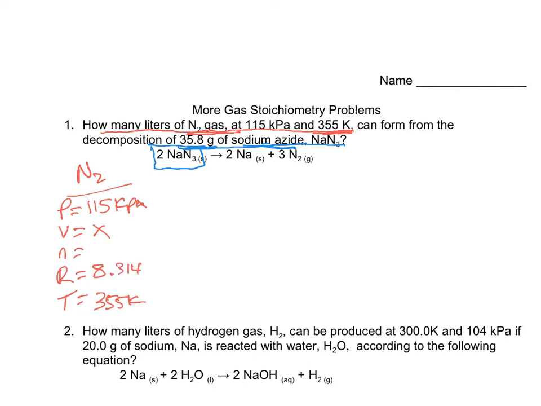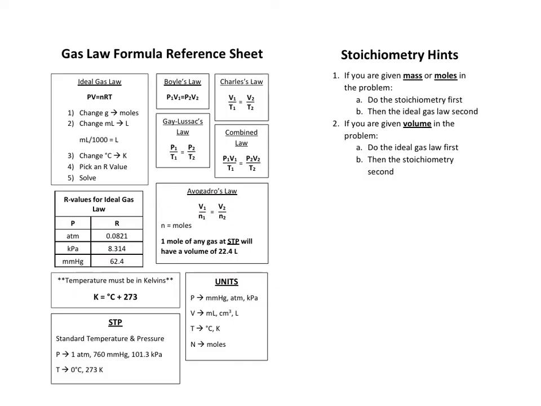8.314. Okay, so right now we have two variables. We've got our n and also our V. But we could find n using a little bit of stoichiometry. We look on our red sheet and we have our R values, again, that are organized based off of the different pressures. So that's why we chose our 8.314.